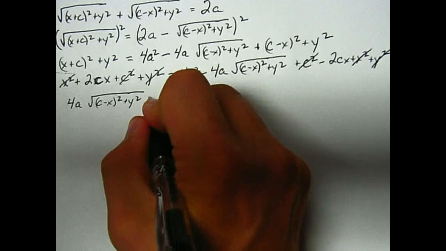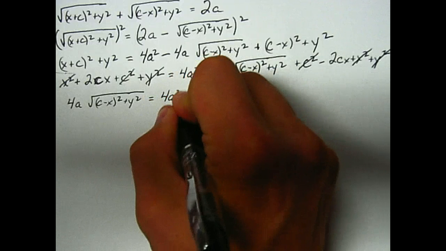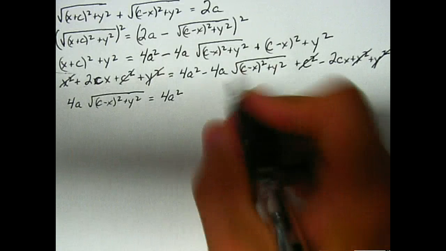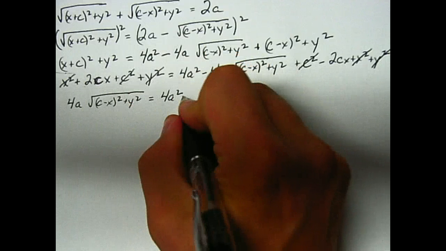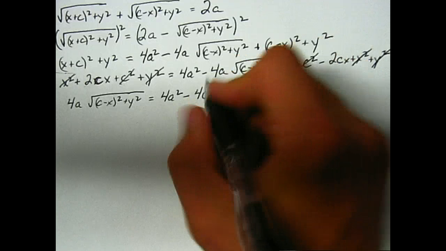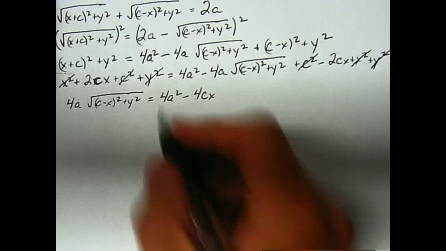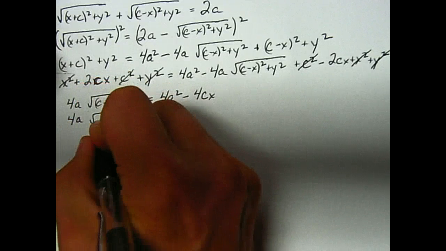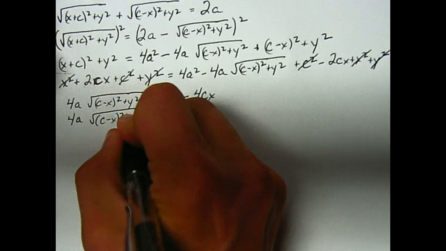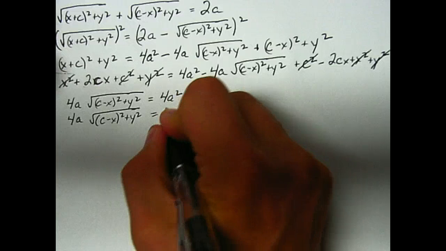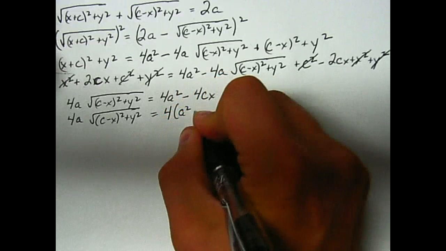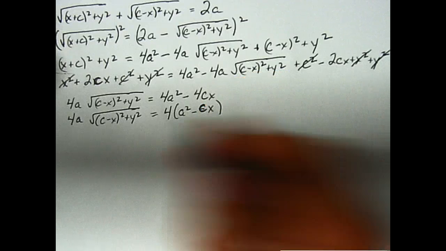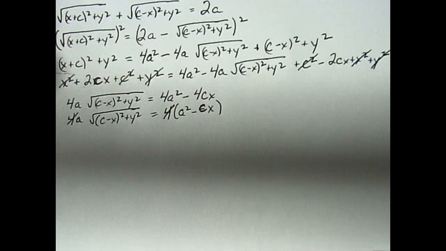Okay, and on the other side here I'm left with 4a squared. Here I had minus 2cx, and I've also got plus 2cx on this side, so I'm going to subtract minus 2cx from both sides to get minus 4cx. It looks like I can factor out a 4 here, so let's do that. Make life a little simpler. Oops, minus cx, that should be. And now I can divide both sides by 4.